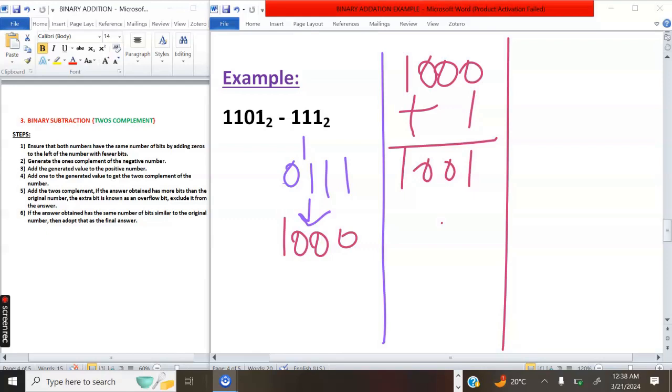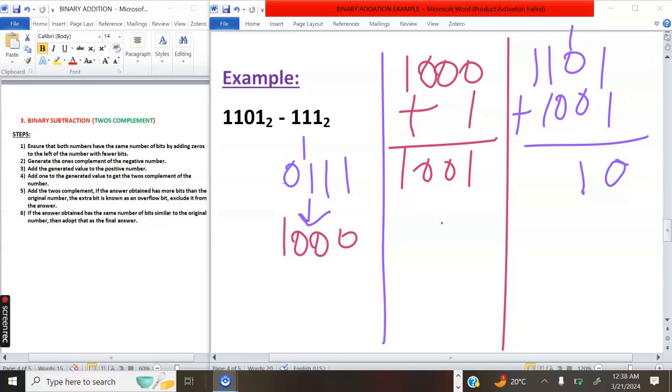After getting that, the next step is to work on the addition of the two numbers. The first number that we have is 1101, plus 1001. So 1 plus 1, you get 0 carry 1. 1 plus 0, you get 1. Then 1 plus 1, you get 0 carry 1. Then 1 plus 1, you get 1 carry 1. So the answer that you get after you add the two numbers is 10110.